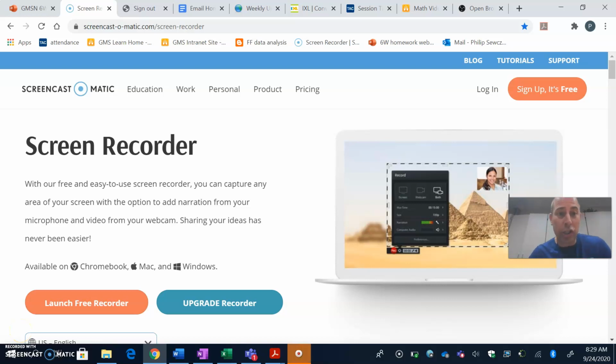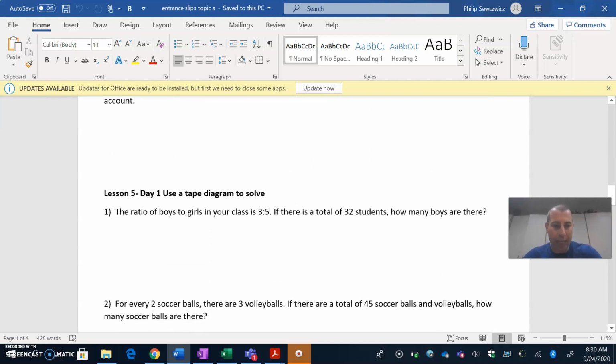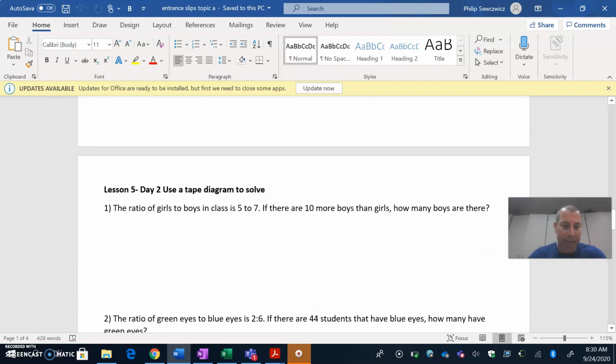Hey, hello everyone. So today we are going over your entrance slip for lesson number 5, day 2. We've been working a lot with our tape diagrams, drawing our boxes out based on your ratio, and we're going to see this routine play out over and over again. So get your entrance slips out in front of you. Pause the video if you need to. We are going to lesson number 5, day 2.